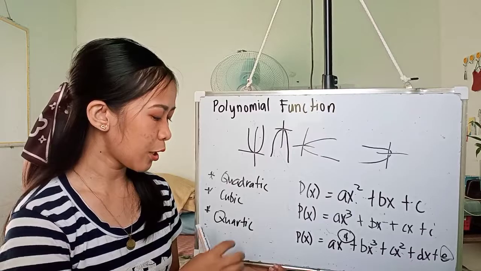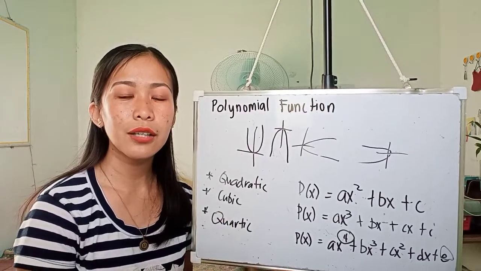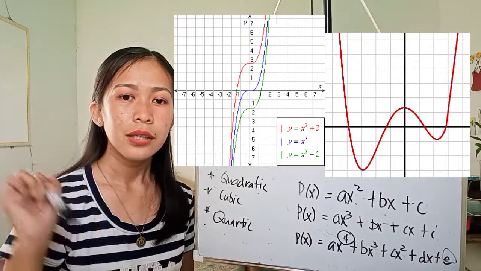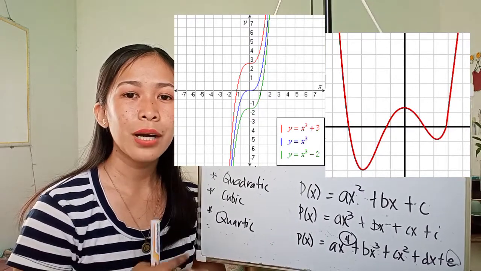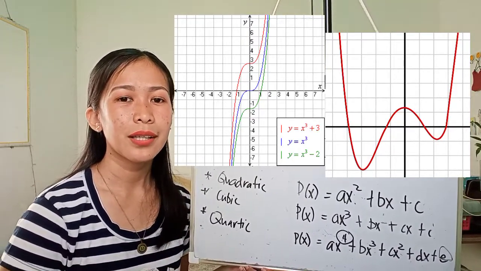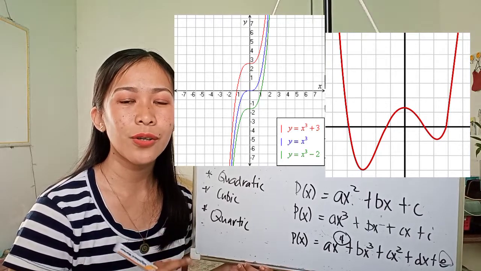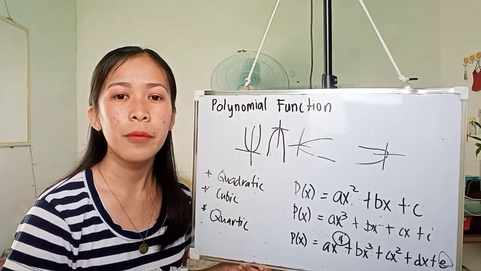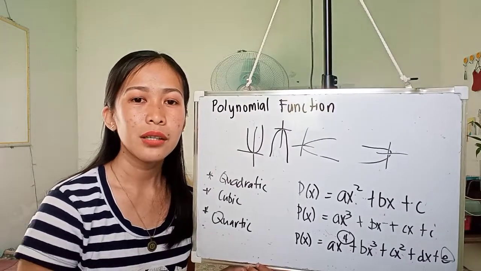Okay? And then, ito namang cubic tsaka quartic, ang graph nila is simply a curve. Para lang talaga silang curve. Depende yon sa kung ano yung mga point na makukuha natin sa kanila. And it depends also on the highest degree of that specific polynomial function kung ano yung magiging graph niya.